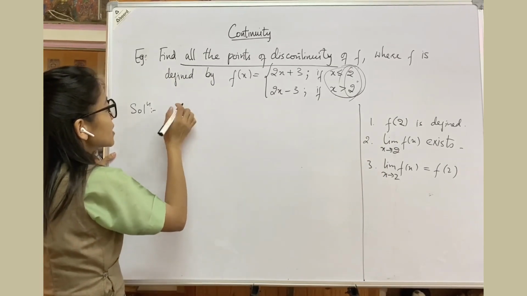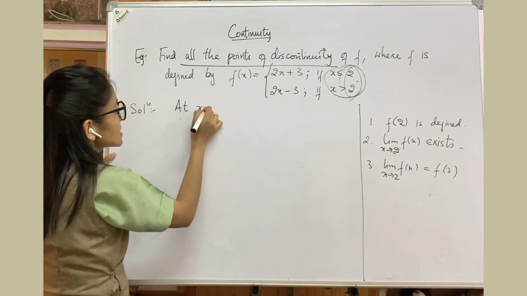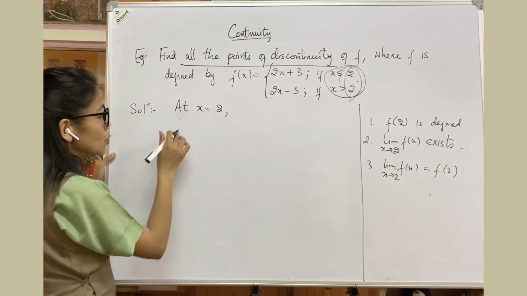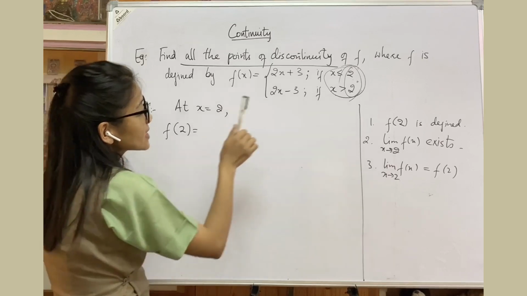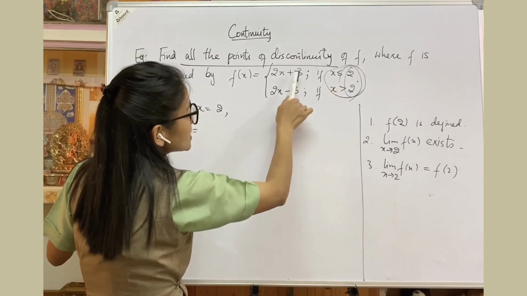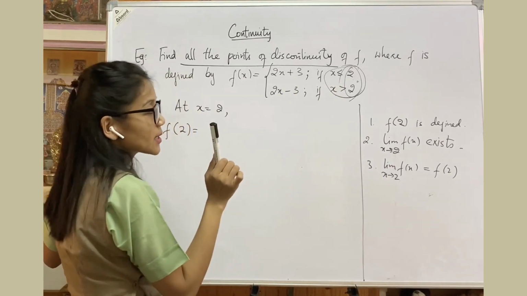Okay, so we are checking the continuity at x equals 2. So first you find out f of 2. When x is equal to 2, will the function take this value or this value? First you have to think, okay?